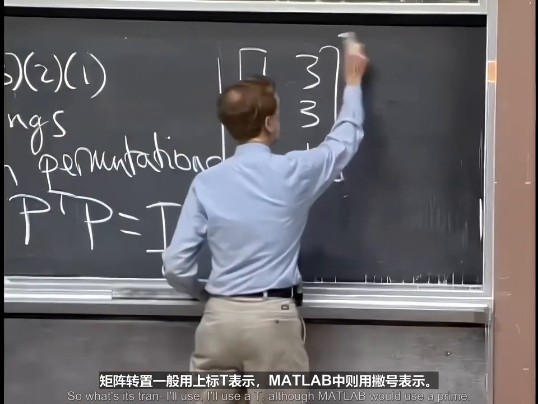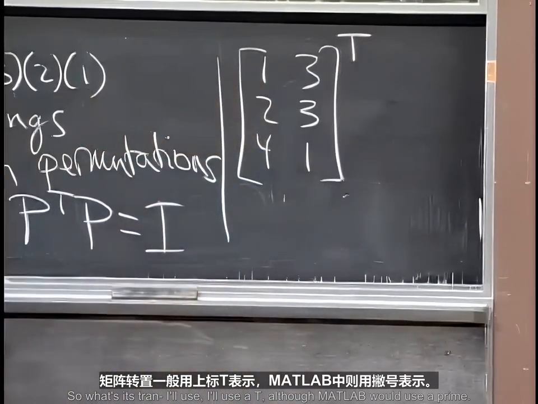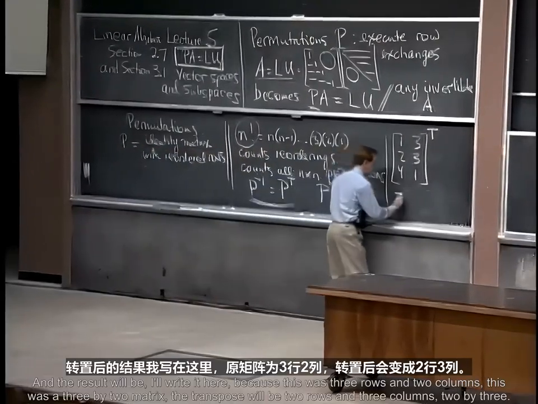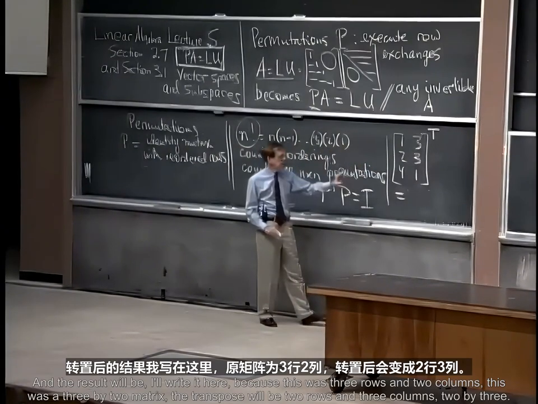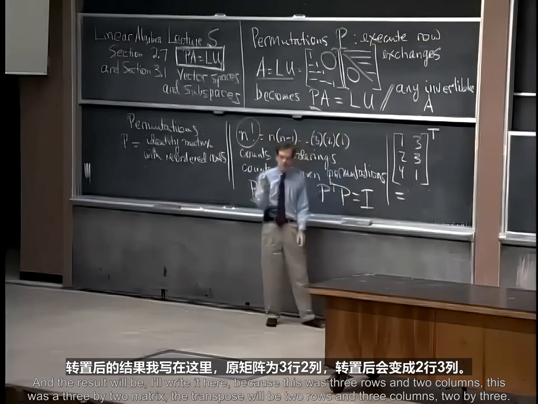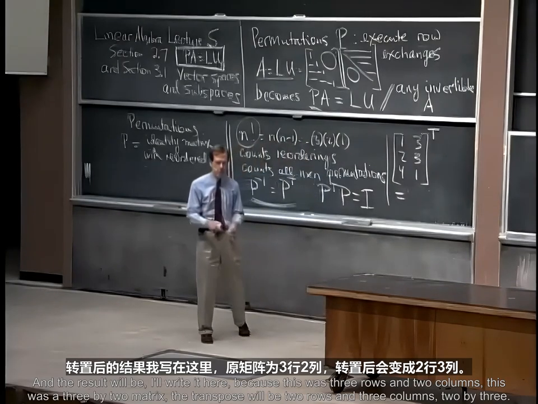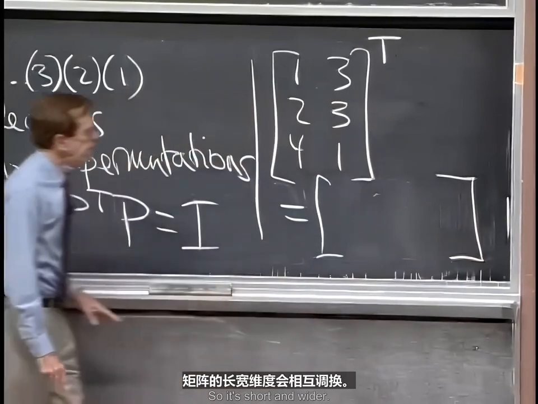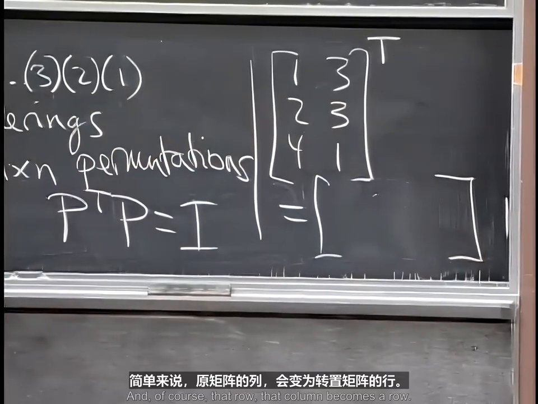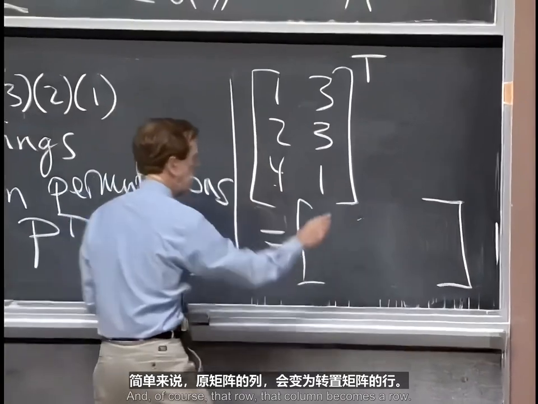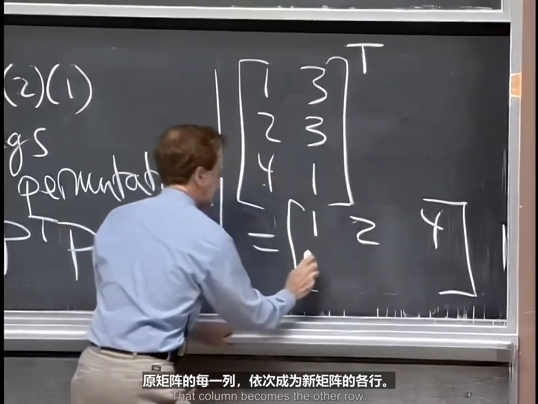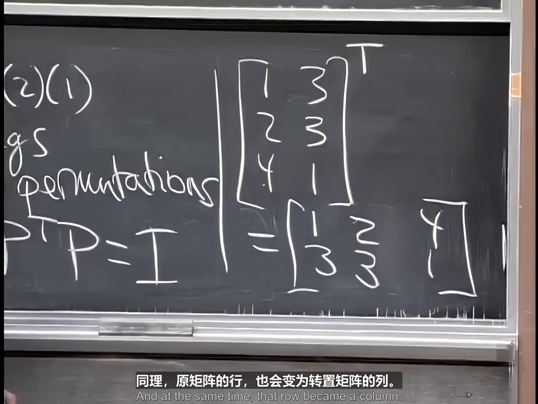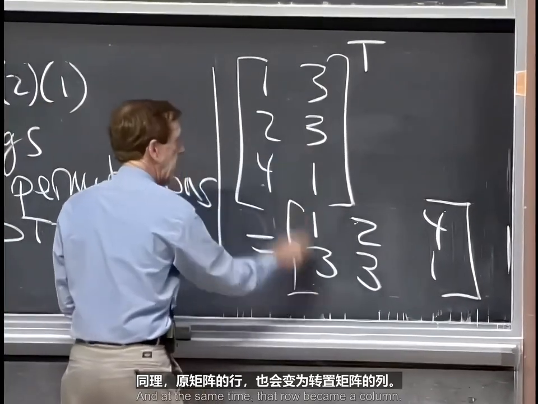I'll use a T, although MATLAB would use a prime. And the result will be, I'll write it here, because this was 3 rows and 2 columns. This was a 3 by 2 matrix. The transpose will be 2 rows and 3 columns, 2 by 3. So it's short and wider. And, of course, that column becomes a row. That column becomes the other row. And at the same time, that row became a column. This row became a column.